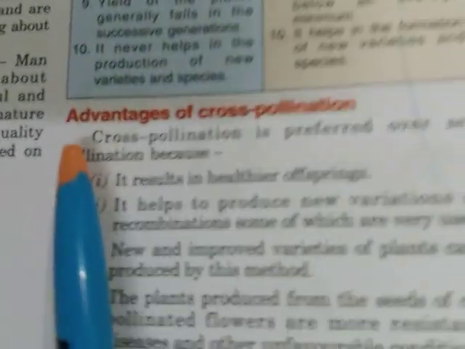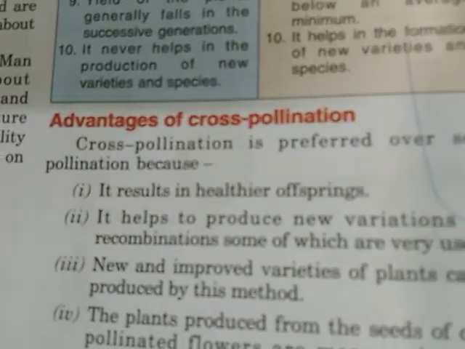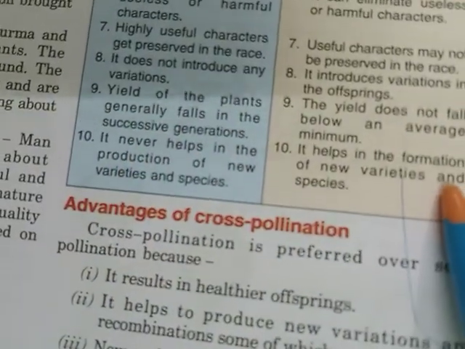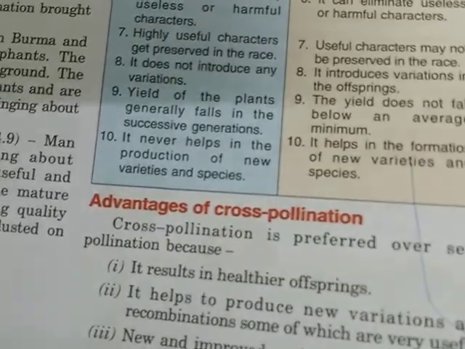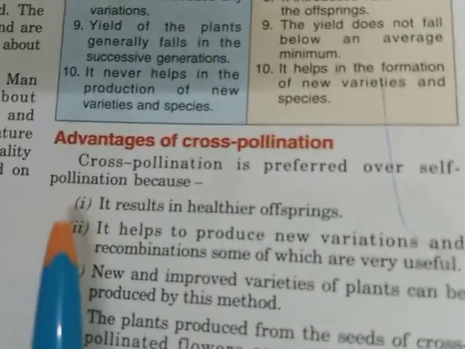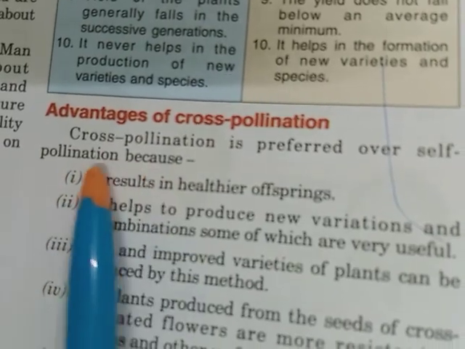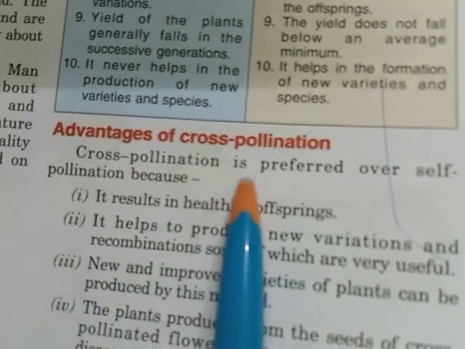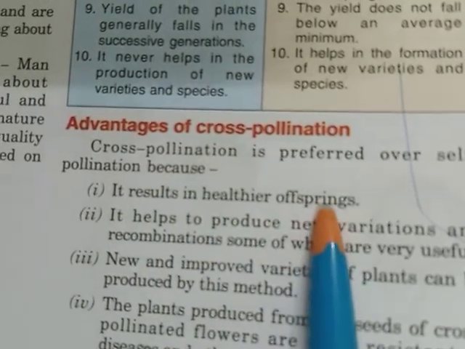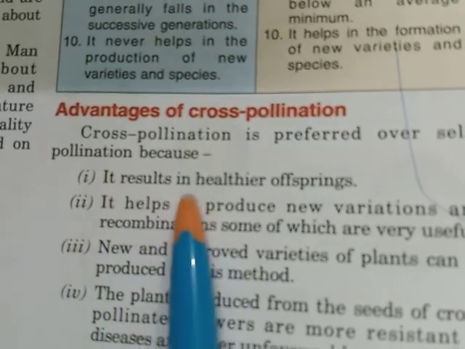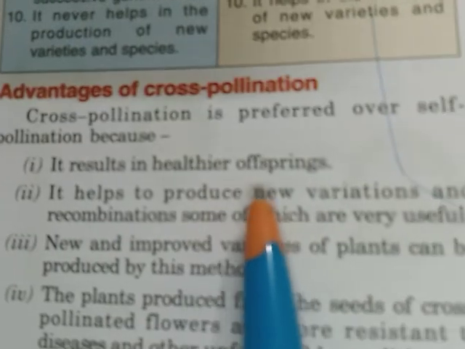And now we will see the advantages of cross pollination. As you have seen the differences between self pollination and cross pollination, here in cross pollination many new healthy varieties can be produced, variations are there. Now cross pollination is preferred over self pollination. Why is cross pollination preferred over self pollination? The first reason is that it results in healthier offspring. So healthier offsprings are produced in cross pollination.